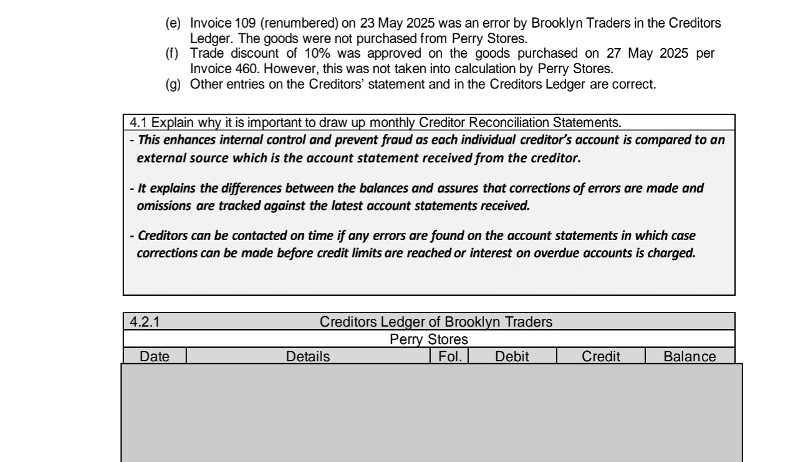This enhances internal control and prevents fraud, as each individual creditor's account is compared to an external source, which is the account statement received from the creditor. It explains the difference between the balances and ensures that corrections of errors are made and omissions are tracked against the latest account statement received. Creditors can be contacted on time if any errors are found on the account statement, in which case corrections can be made before credit limits are reached or interest on overdue accounts is charged.